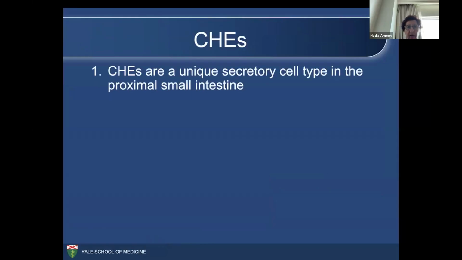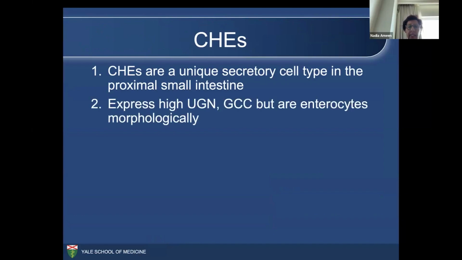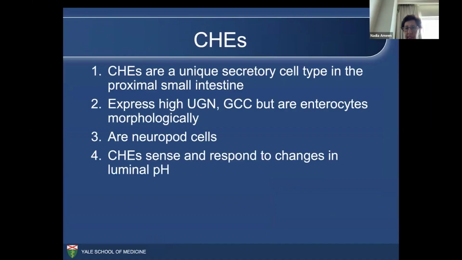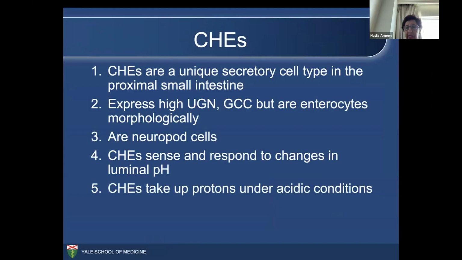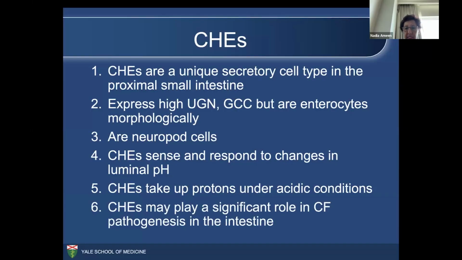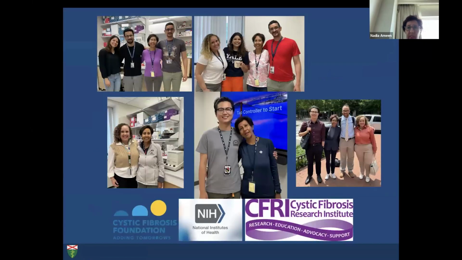And so what we have found from our studies is that cheese cells are a unique secretory cell type in the proximal small intestine. These cells express very high levels of the hormone uroguanylin and high levels of GCC, but they are enterocytes. They are neuropod cells. They sense the pH in the lumen, and they respond to changes in the pH in the lumen by taking up protons under conditions of acidity. And we believe that based on our preliminary studies that they play a significant role in CF pathogenesis in the intestine. So I'll stop here.